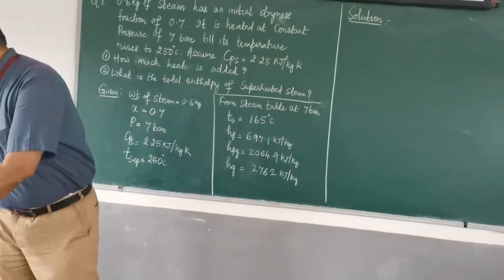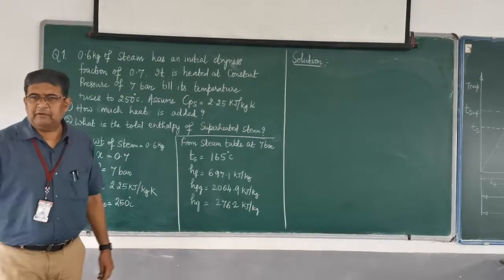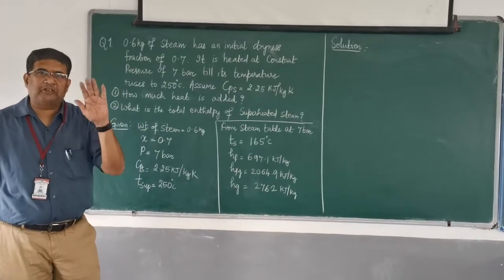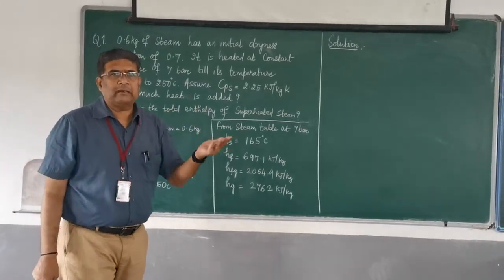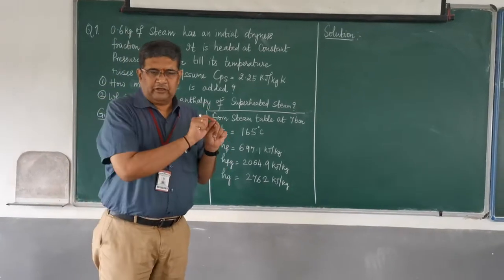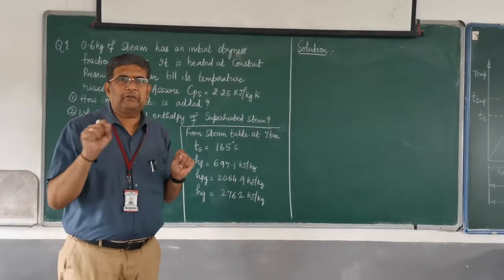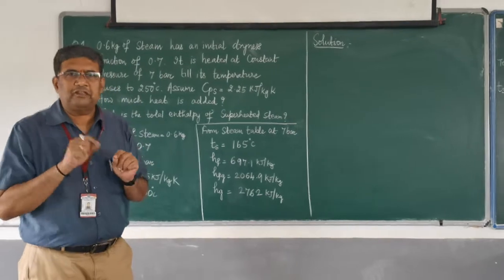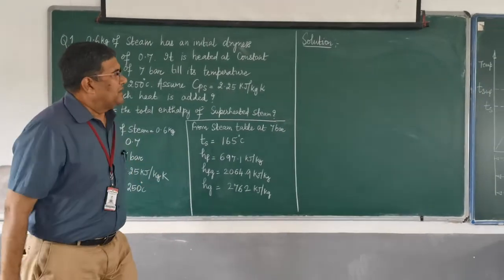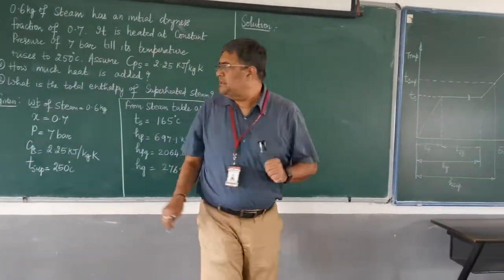So we have obtained the values now from the steam table. We know how to read the steam table, that is pressure based. You need to go to that part, and at the given pressure you need to read those values: what is the saturation temperature, what is the value of HF, HFG and HG. Okay, now what we need to do is address the first part.